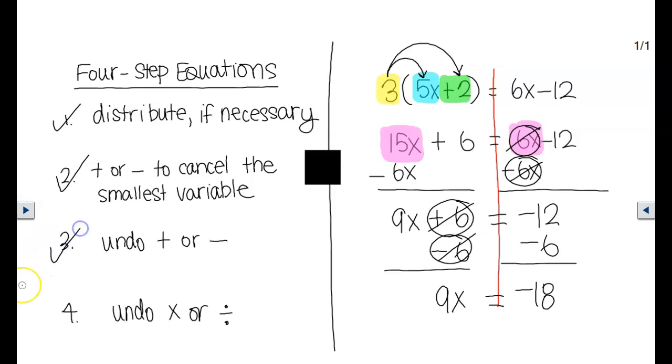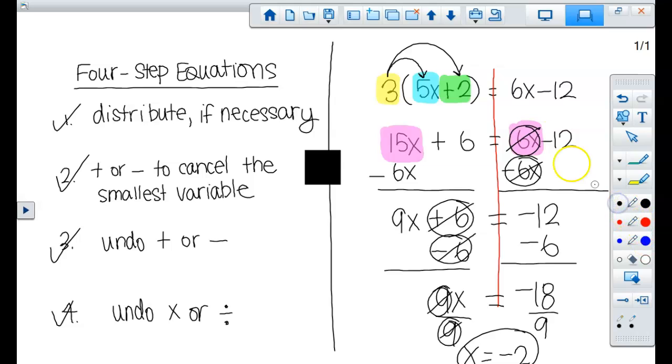Last step is to undo multiplying or dividing. I have 9 times x, so multiplying by 9. I will divide both sides by 9. The multiplying and the dividing cancel. So I get x is equal to negative 18 divided by 9, or negative 2. I want to point out again how this is a step-by-step process. Take one thing at a time. Really be careful and watch your signs, and these will be fine. You will get through these just fine.